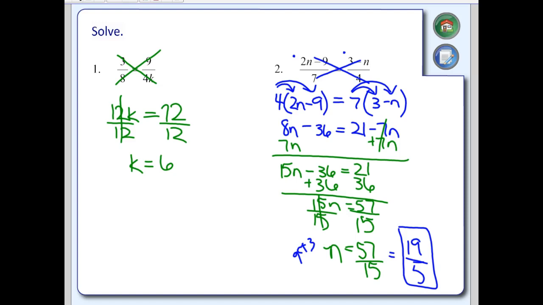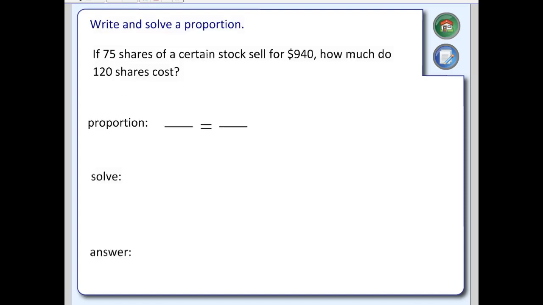Now, let's see how we're going to implement this if we're doing a story problem. It says write and solve the story problem with a proportion. If 75 shares of a certain stock sell for $940, how much do 120 shares sell for? The big thing with these story problems is you've got to put the units in corresponding places. I'm going to put shares in the numerator: 75 shares sell for $940, how much will 120 shares sell for?